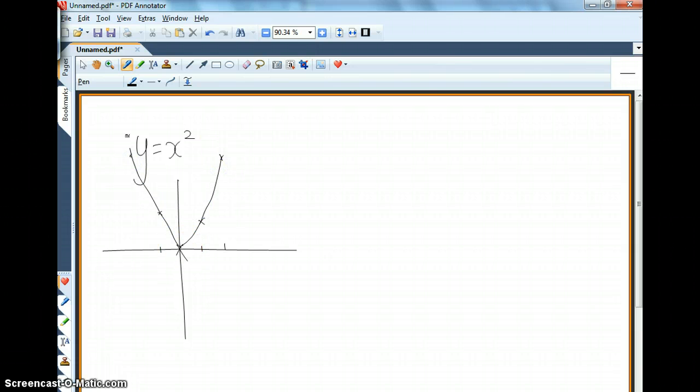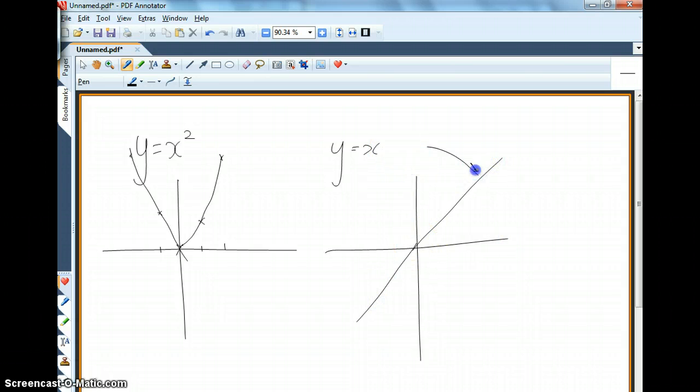Okay, that's supposed to be a smooth curve. It's not. Yours will be a much nicer one. Just for a moment, if I compare that with this line here, y equals x, you should know, is a straight line that looks like that. So that's the basic linear graph. This is the basic parabola.